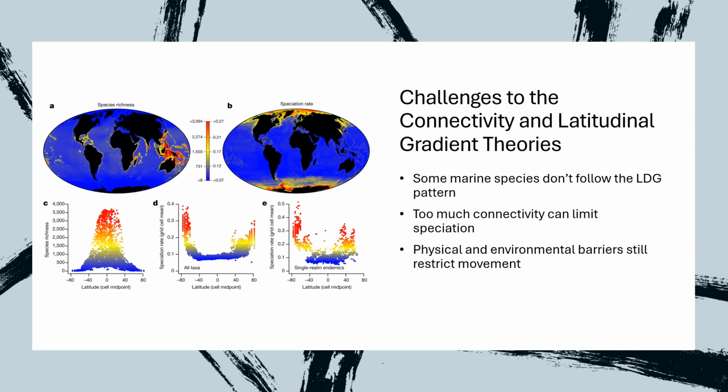While connectivity plays a major role in shaping biodiversity, there are some challenges to the idea that it's the primary driver of species richness, or even that latitudinal diversity gradients apply equally to all marine organisms. Some marine species don't follow the latitudinal diversity gradient pattern.